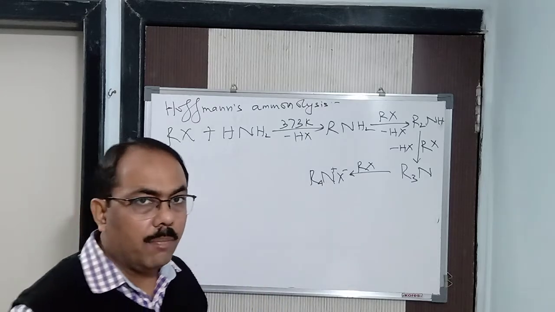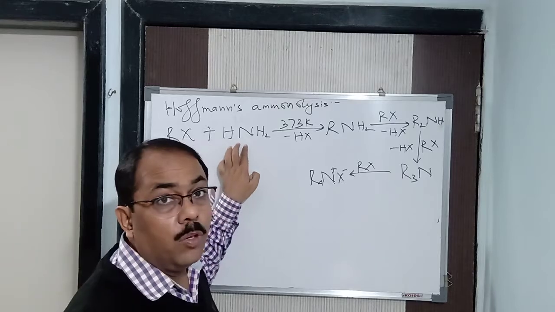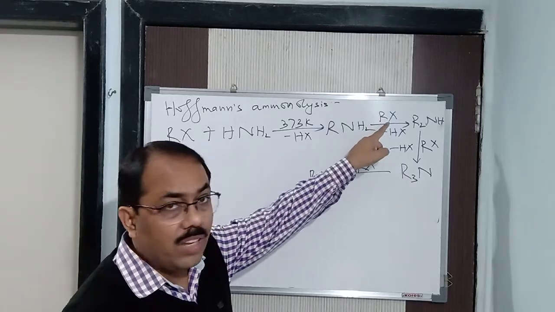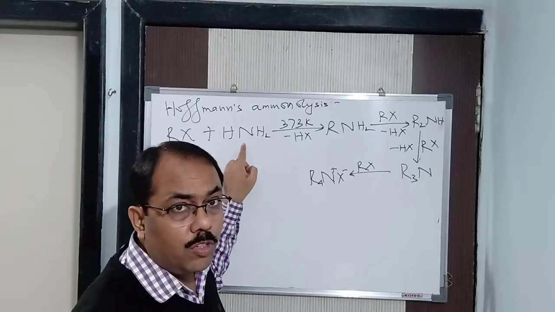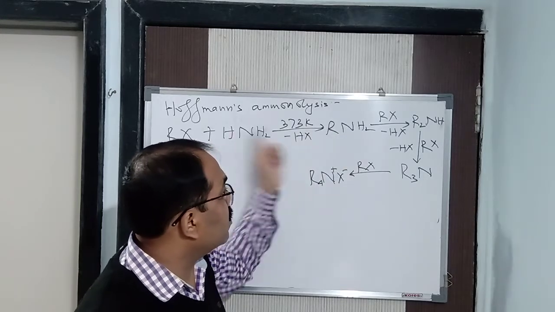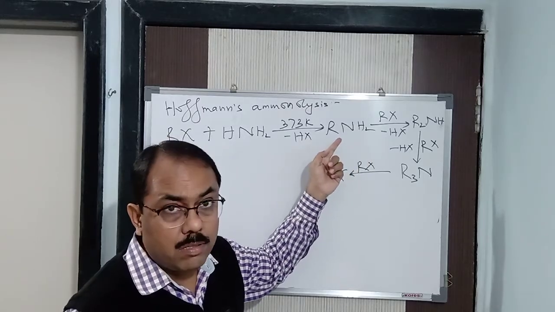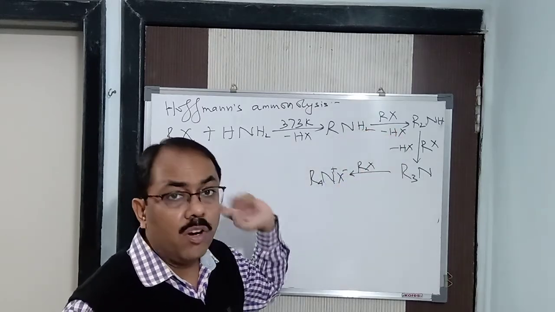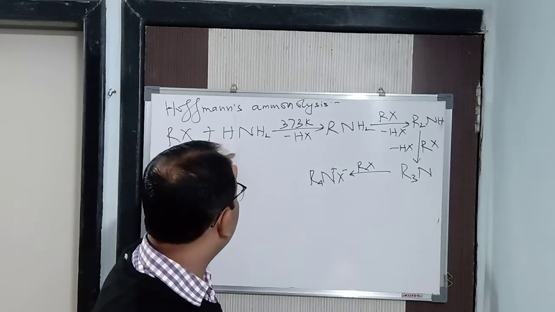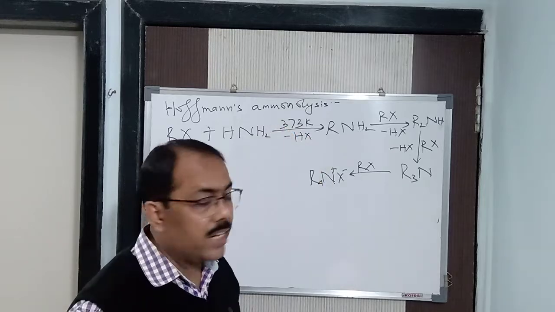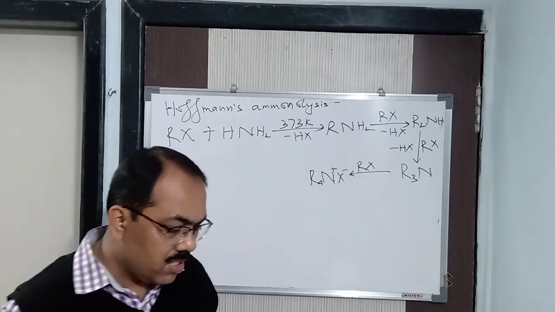If you want primary amines, then what you need to do is use excess of ammonia, instead of using excess of alkyl halide. When I use excess of ammonia, the reaction will be favored in the forward direction only, and I will be getting only primary amines. I won't get secondary, tertiary and quaternary amines. We can say that if I want 1 degree amine, I can get it by this method.